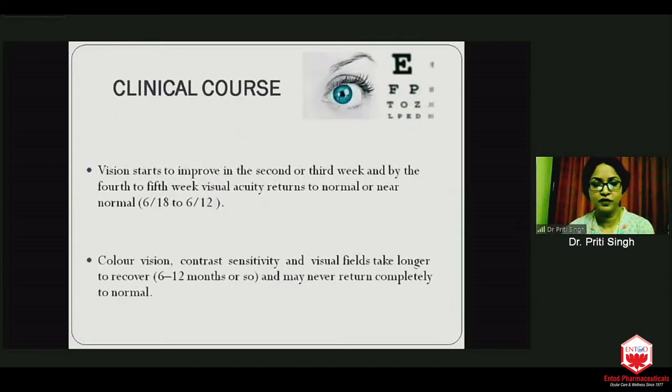Now, in the majority of patients, especially with demyelinating disorder, the vision starts to improve in the second or third week, and by the fourth or fifth week, visual acuity returns to normal or near normal. But color vision, contrast sensitivity, and visual fields take longer to recover and may sometimes never return completely to normal. But if this clinical course is not followed, we should suspect atypical optic neuritis.